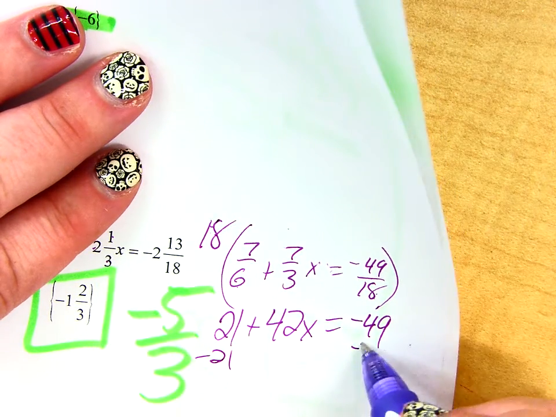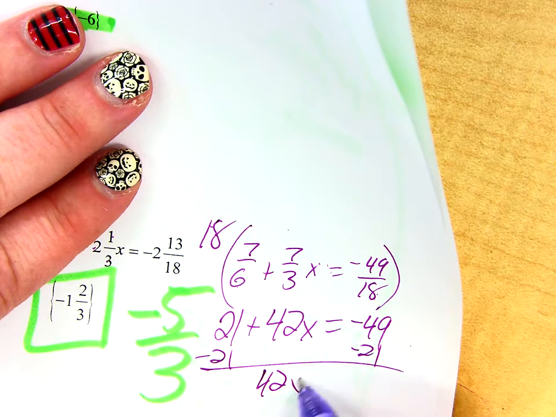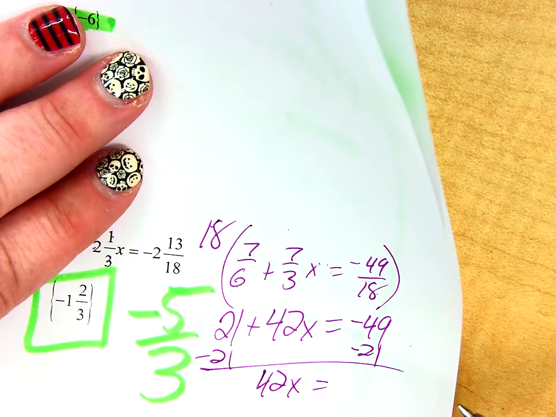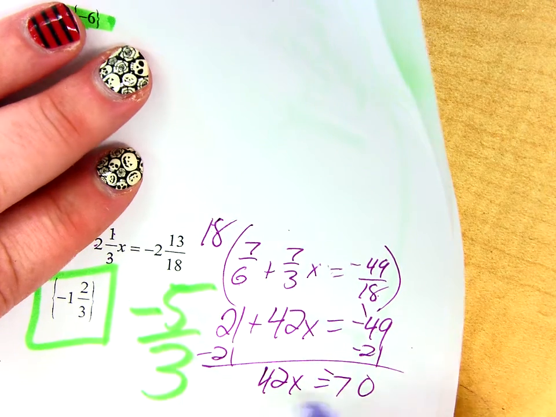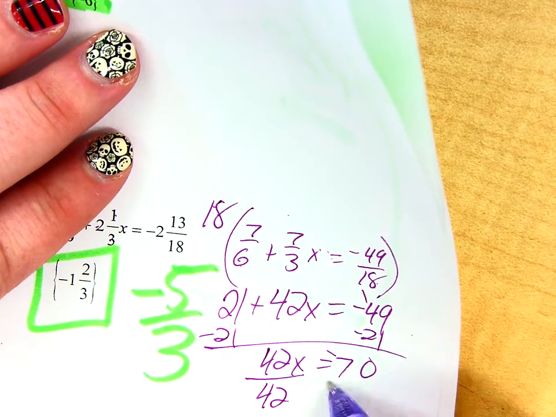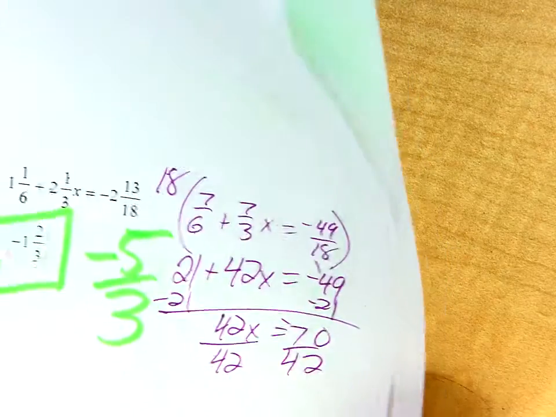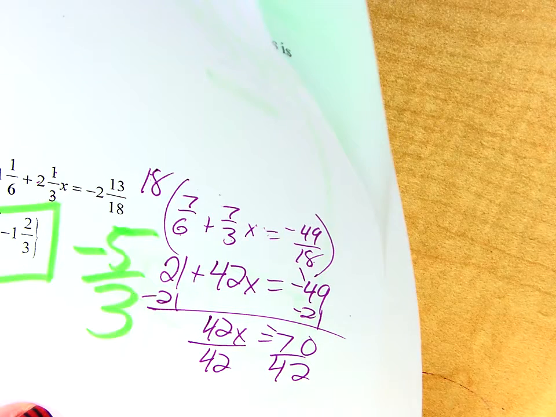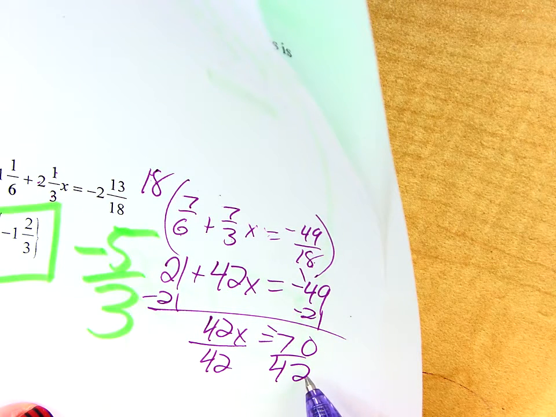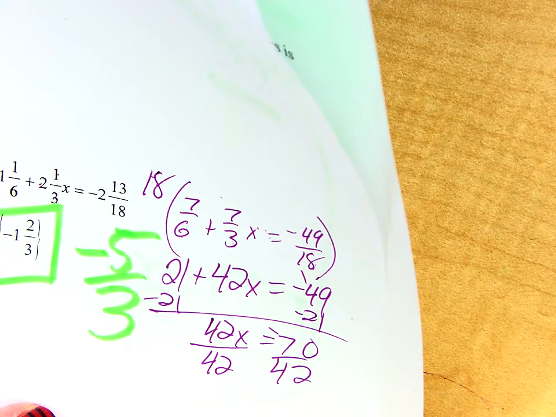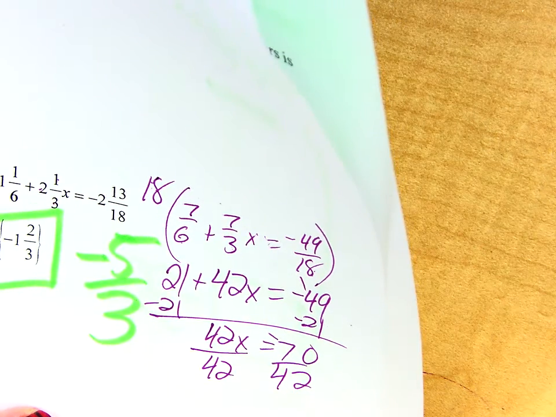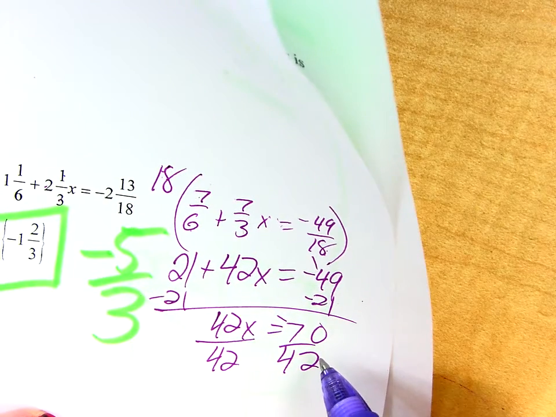Okay, much better. Now all I have to do is minus this 21. If these are both negatives, what do I really do? Add. So that's going to be a -70, and then I have to divide it by 42. Okay. Now, that is not the same as your answer, because this can be reduced, for sure. If I took off points and I put an R, you just didn't reduce.